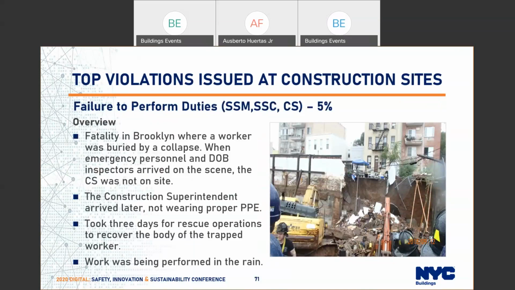Failure to perform duty is another commonly issued violation. This incident took place in Brooklyn. A worker was buried by a collapsed wall. When emergency personnel arrived, the construction superintendent was not present. The construction superintendent arrived much later into the rescue operation. It took 3 days for rescue operations to recover the body of the trapped worker.